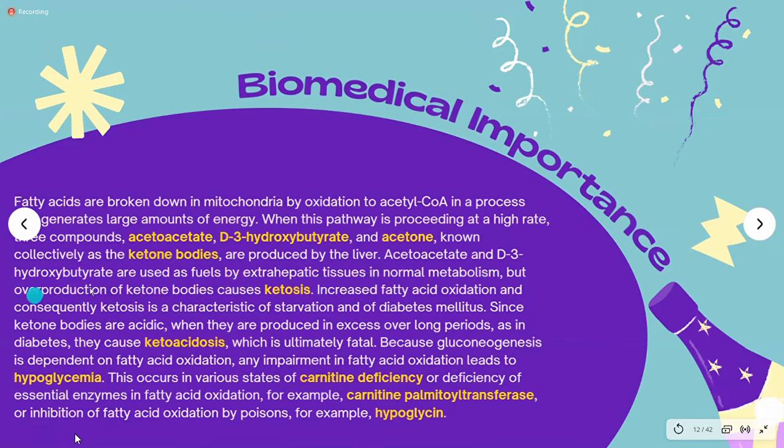But overproduction of ketone bodies causes ketosis. Now, since ketones are acidic when they become high in concentration, you do not have only ketosis, but also ketoacidosis. Ketone bodies are acidic, so if there is plenty of them, you will have ketosis and acidosis. So you call it ketoacidosis, which is, of course, fatal.